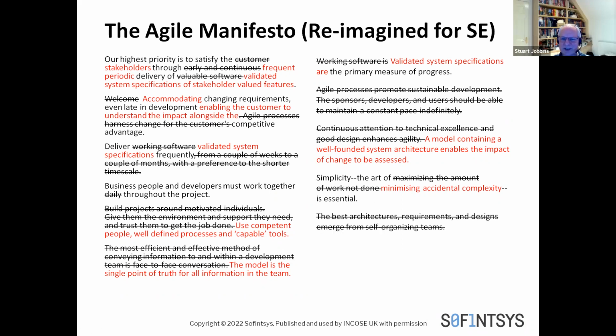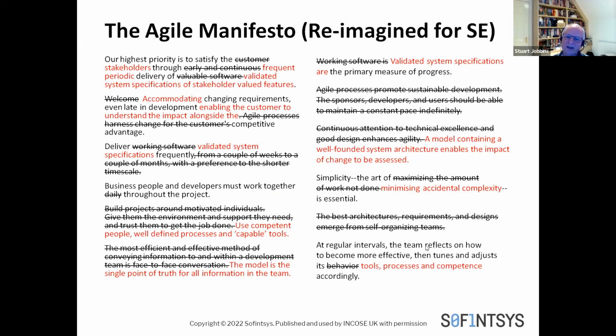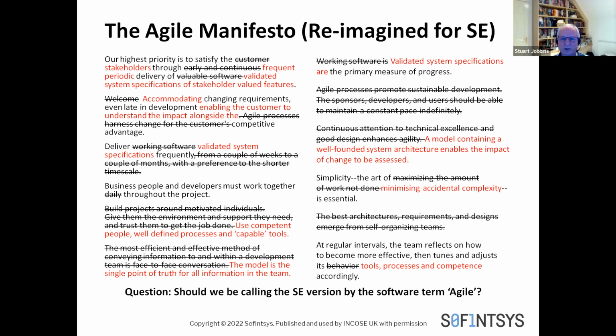The best architecture, requirements, and design emerge from self-organizing teams. I disagree with that, and I think there's plenty of evidence. We'll come to that again later on, so I'm just going to delete it. At regular intervals, we retune, we get feedback, and we understand what's going on. I think that's reasonable, but in my case, we don't adjust behavior. We adjust tools, process, and competence. In Agile, it's behavior because there are no written down processes, and the competences are all assumed to be the same. So, having reworded all of that, I'm not sure I would call it Agile anymore, because although it's in the same pattern, I don't think it really reflects what Agile was intending to do.